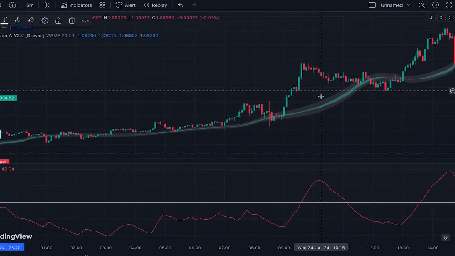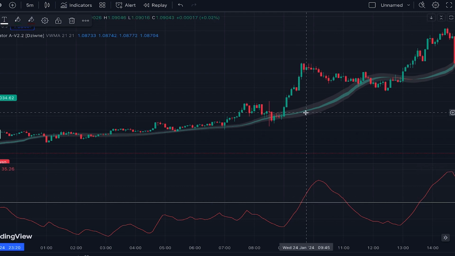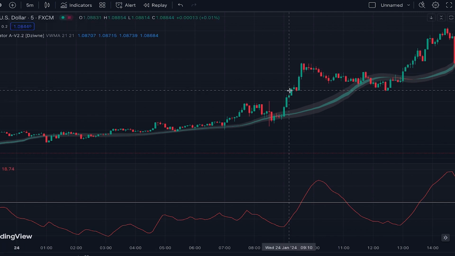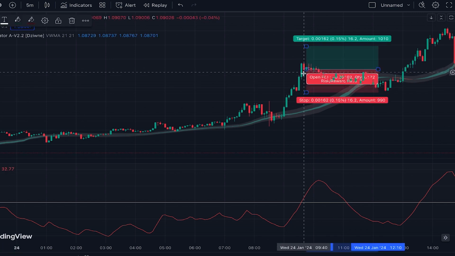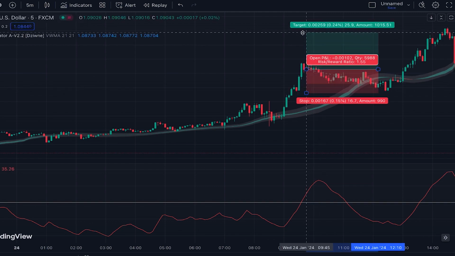Here again, another long position opportunity we have at this point where the ADX line crossed above the line and the ribbon is green. So another long position could be opened here at this point where this new candle was opened. The stop loss below the previous swing low and the profit at 1.5 risk to reward ratio.